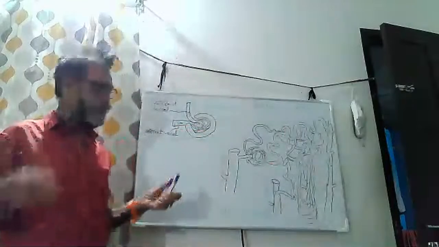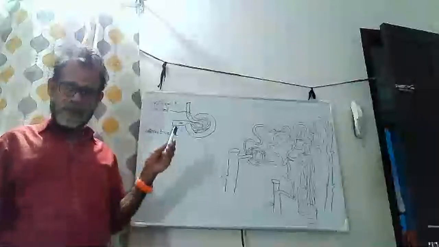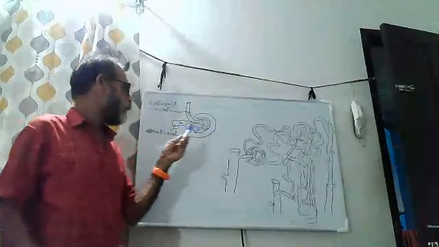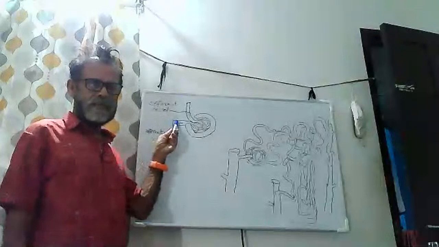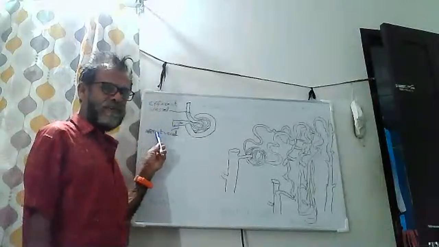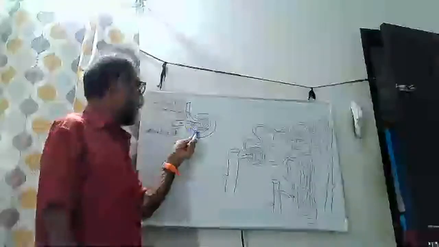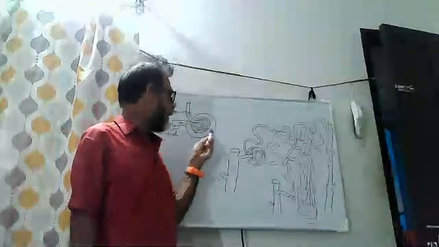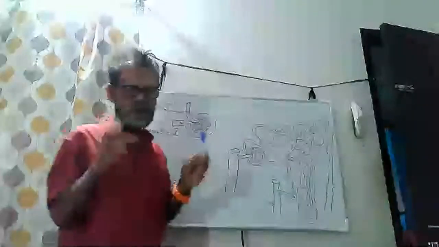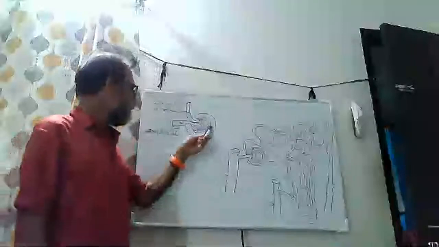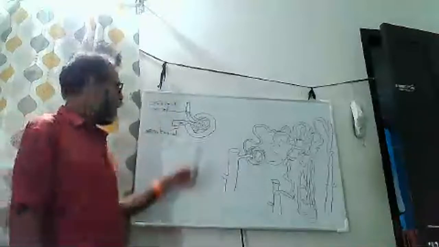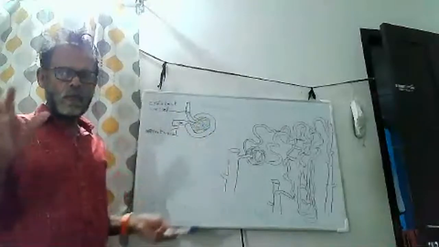The renal artery divides and subdivides, and a fine branch enters into the Bowman's capsule. That fine branch is called the afferent vessel, A-F-F-E-R-E-N-T. The afferent vessel enters, and it branches inside, dividing into many branches. So a network of capillaries is formed here. Then that takes exit from the Bowman's capsule.